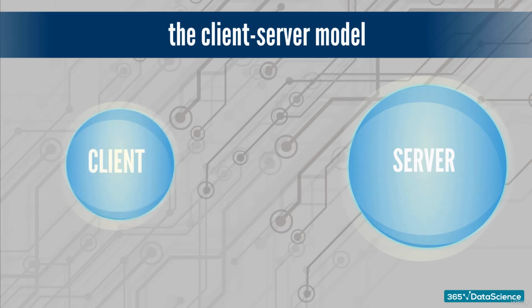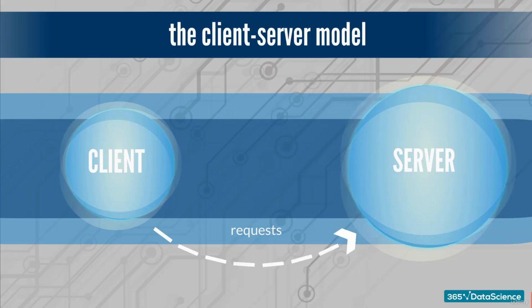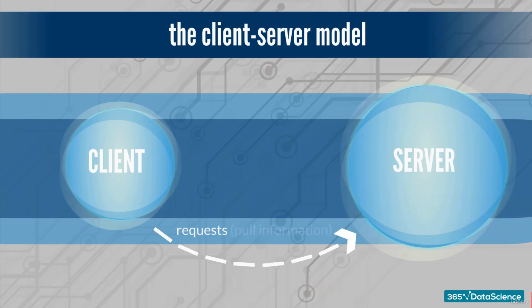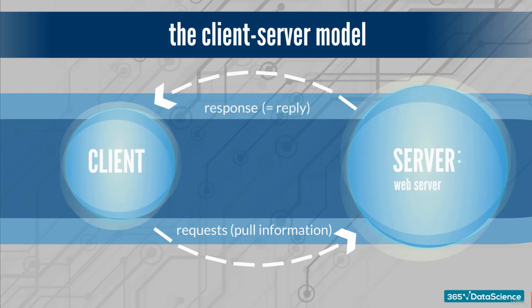This model works in the following way. A client requests a service from a server, for instance, to have access to some data. In this example, the server is a piece of software that will provide this service, or this specific amount of data, to the client. Say you are about to request or pull information from a web server through a browser, the latter being the client in this example. You can transmit your request to the server and, in return, obtain a response, also called a reply. Moreover, when we are talking about web servers and browsers, you will obviously need an internet connection.